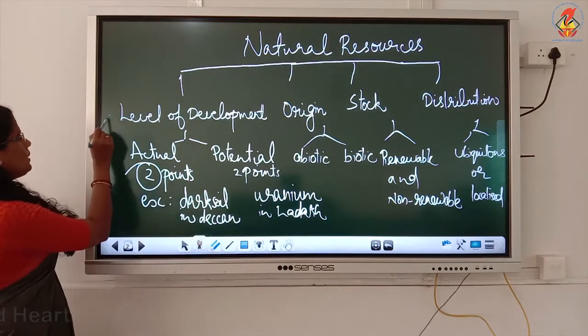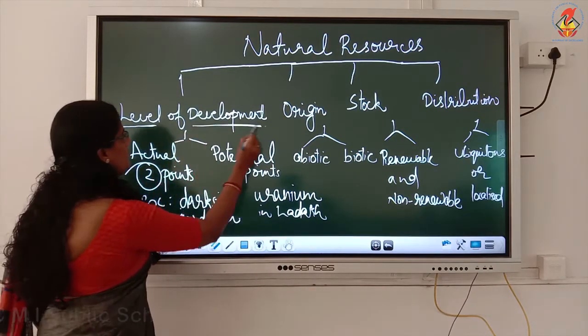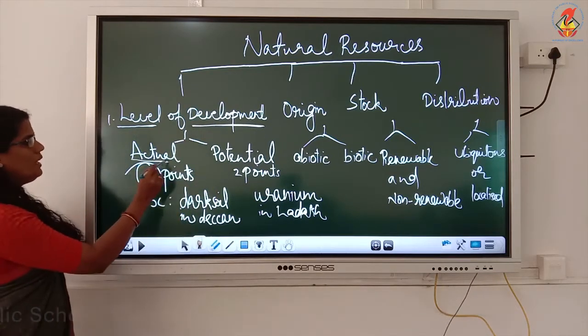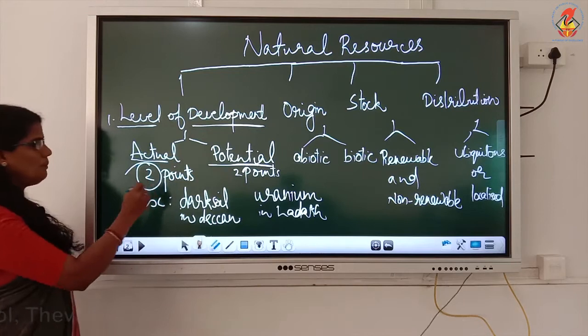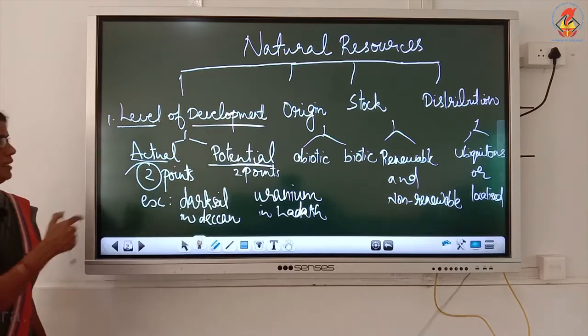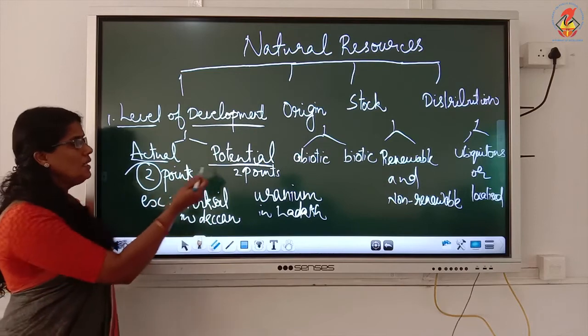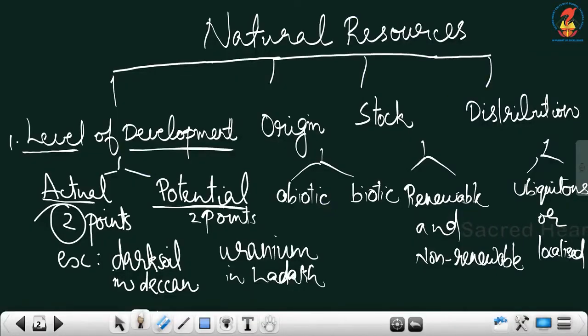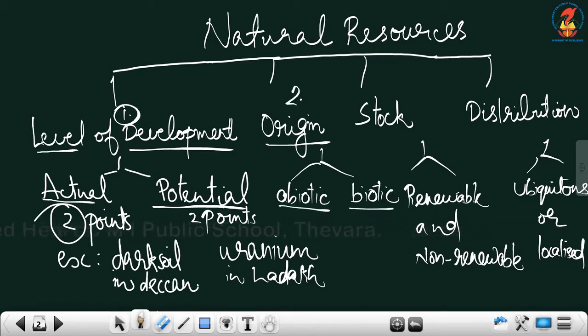First one, on the basis of level of development, resources are classified into actual and potential resources. Actual means we have given 2 points there. Their quantities are known and they are used in the present. Potential, you may not know the exact quantity, and with time and technology we can develop these resources. Coming to origin, resources are classified into biotic and abiotic resources. Abiotic are non-living, biotic are living.